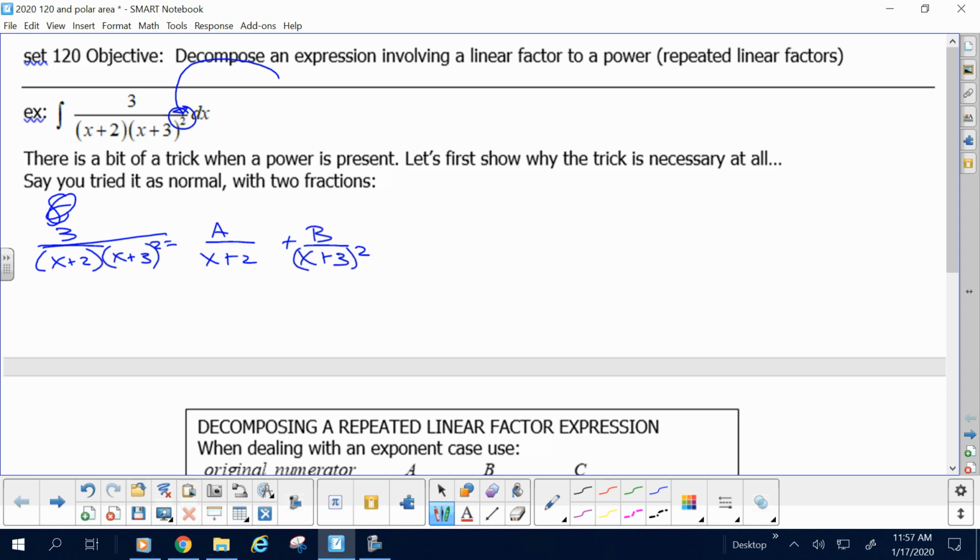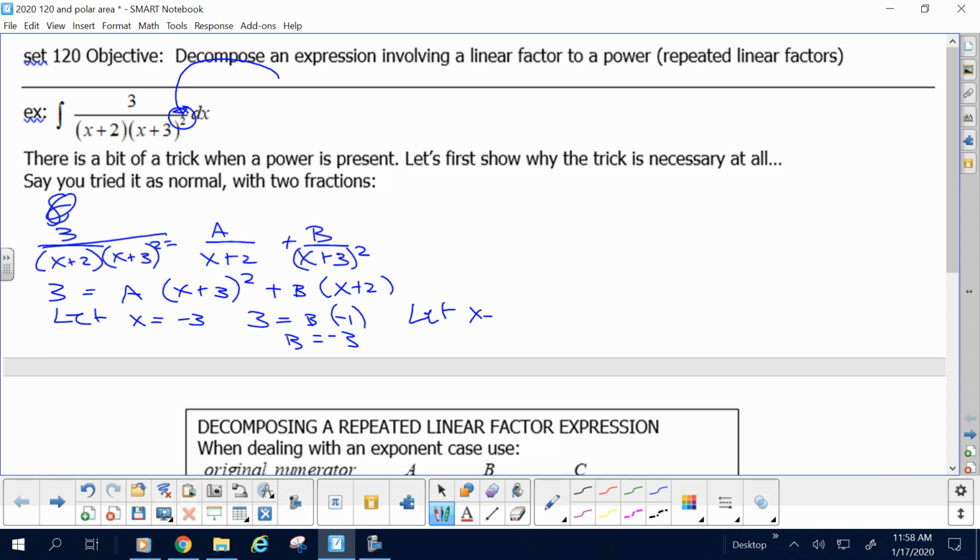Now, if you tried that, then you'd get 3 equals A times (x plus 3) squared and B times (x plus 2). You'd probably let x equal -3, and you get 3 is B times -1, or B is -3, yeah? And if you let x equal -2, you get 3 equals A times 1 squared. So A is 3.